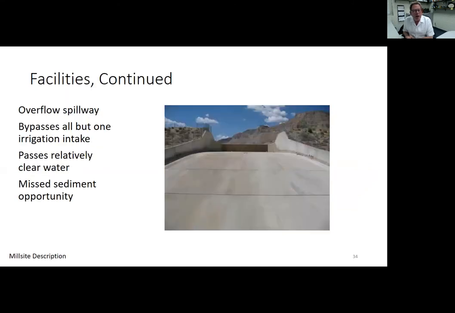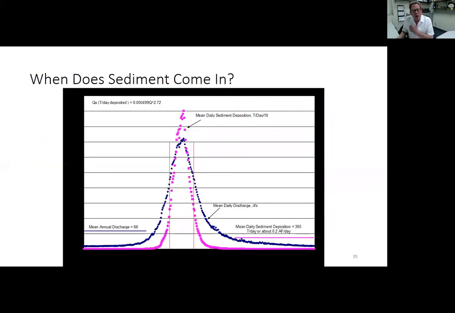There is also an uncontrolled spillway that spills 5 out of 7 years on average. When the reservoir fills sufficiently high, the water simply goes over the spillway. That water is clear because the sediment has already dropped out. The question is, when does the sediment come into this reservoir?